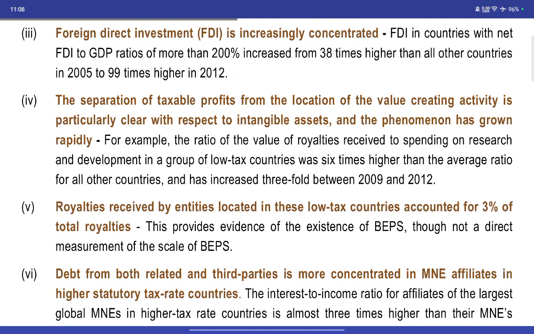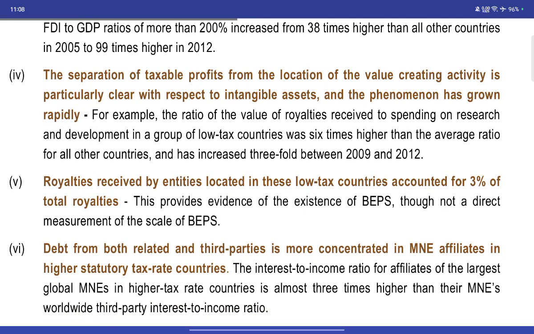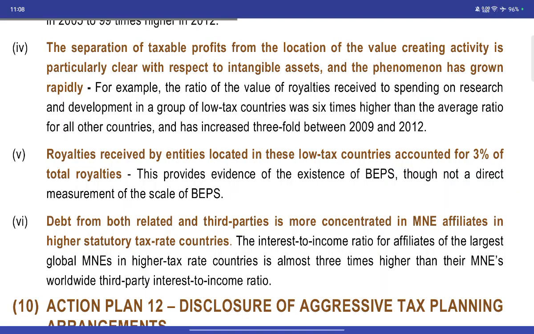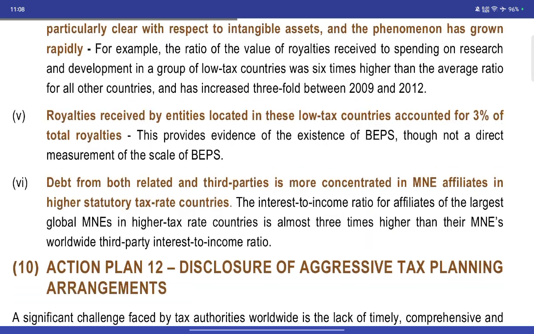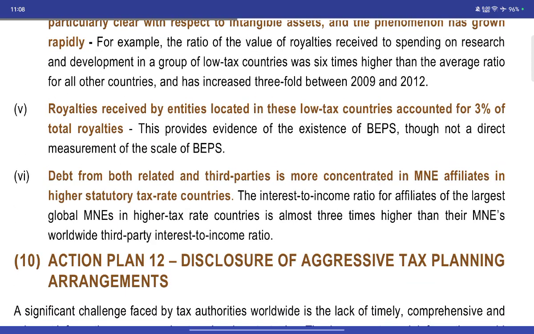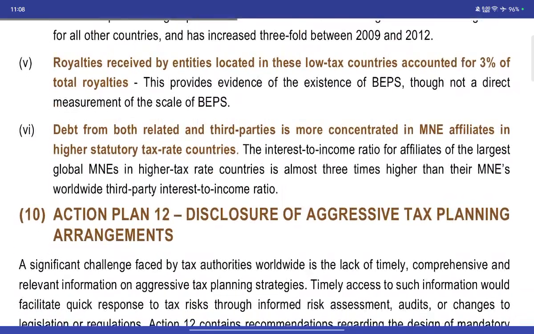There is a separation of taxable profit from the location of value creation activities, particularly clear with respect to intangible assets, a phenomenon that is growing rapidly. For example, the ratio of royalties received to spending on research and development in a group of low tax countries was 6 times higher than the average ratio for all the countries, and has increased threefold. In 2009, royalties received by entities located in low tax countries accounted for 3% of total royalties. It provides evidence of the existence of BEPS, though it is not a direct measurement of the scale of BEPS.